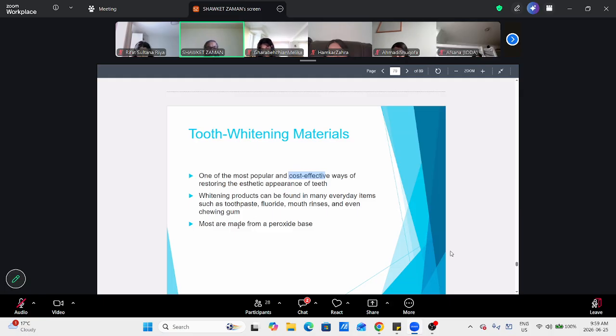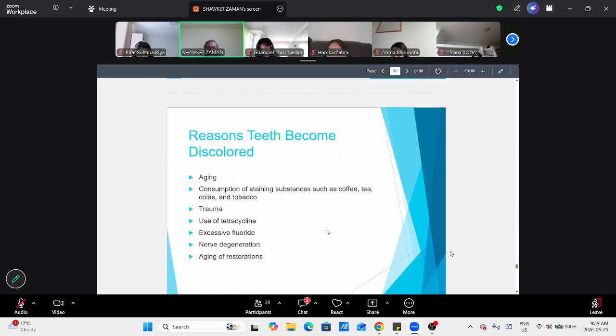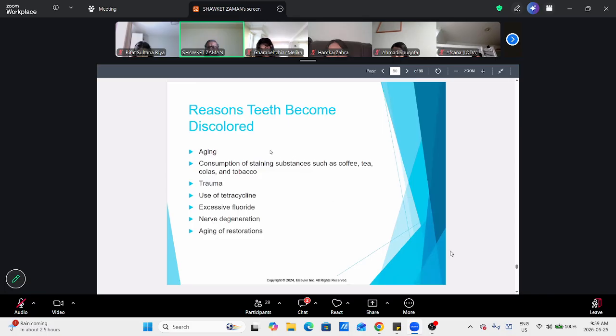Most of them are made from peroxide based materials because peroxide is the main component here. Hydrogen peroxide is the main component for the whitening procedures. So these peroxide materials will improve the discoloration of the teeth. These are some of the reasons behind why the tooth is discolored.